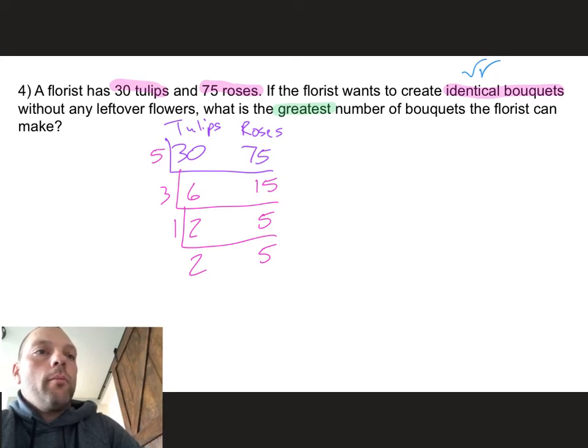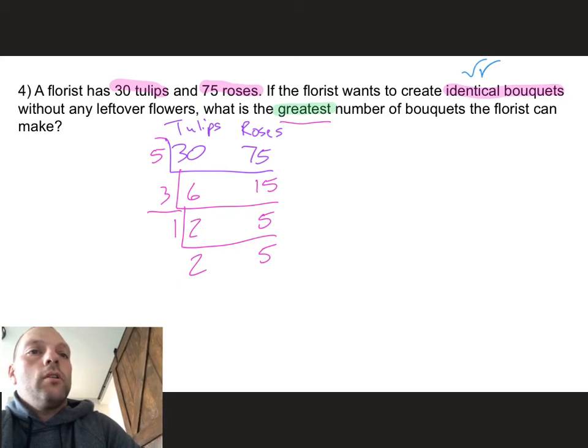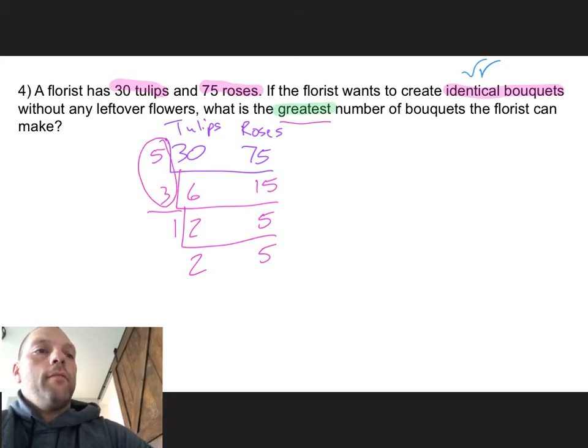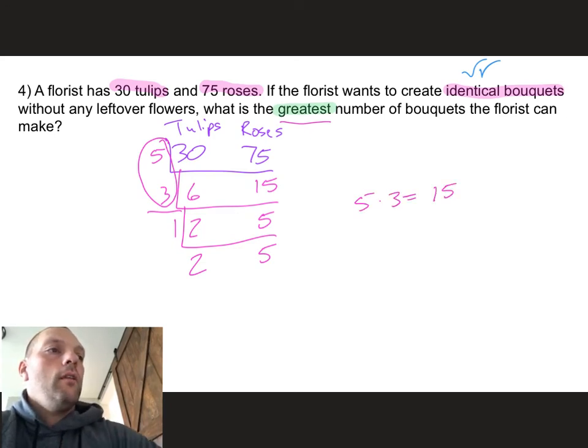I'm looking for my greatest number. So my greatest number is going to be 5 and the 3. So 5 times 3 is going to take me to 15. But our answer is not 15. We have to remember our label. So 15 bouquets.